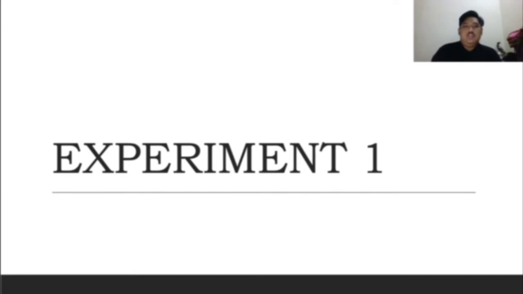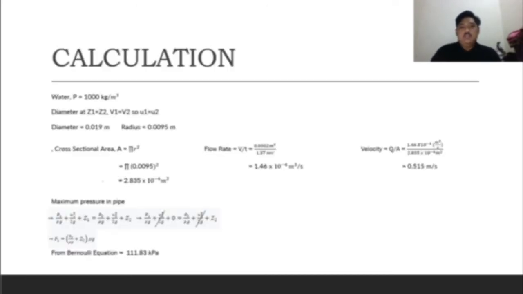My name is Muhammad Khairul Adha bin Roslan, and I'm going to explain experiment 1. Experiment 1 is we need to calculate the flow rate, velocity, and maximum pressure in pipe for water that came out directly from water supply.